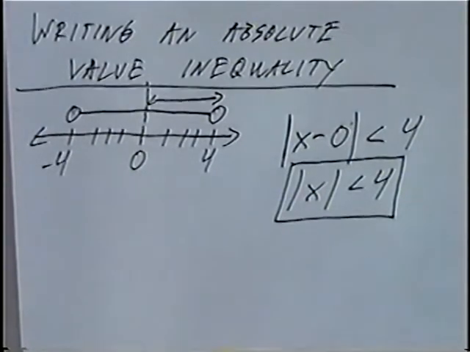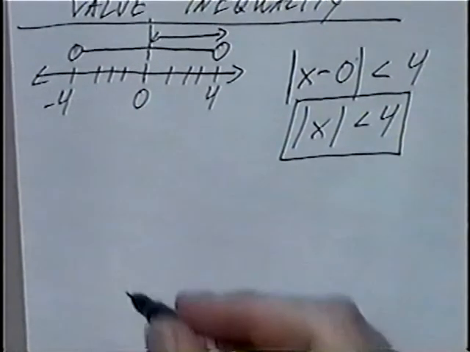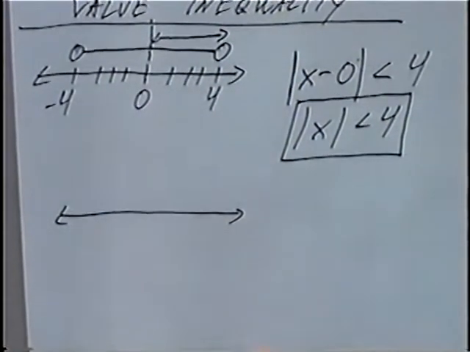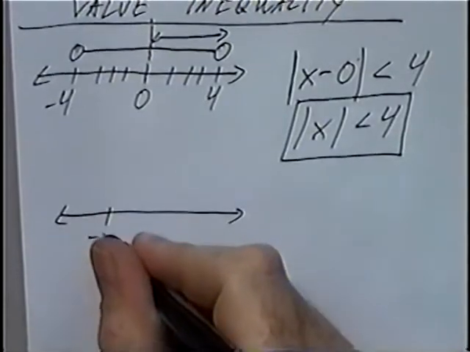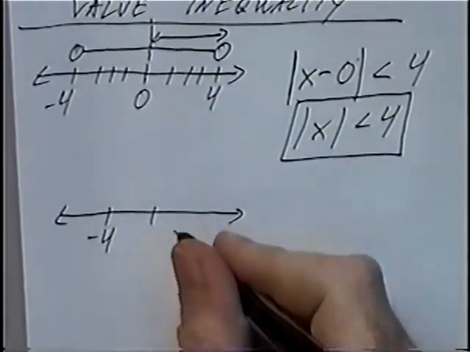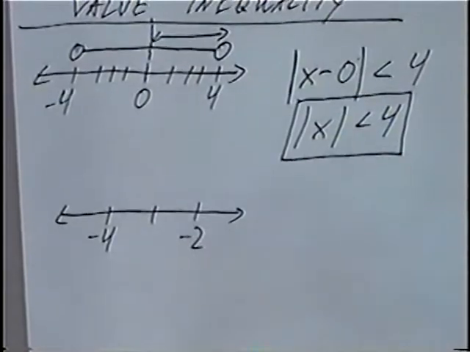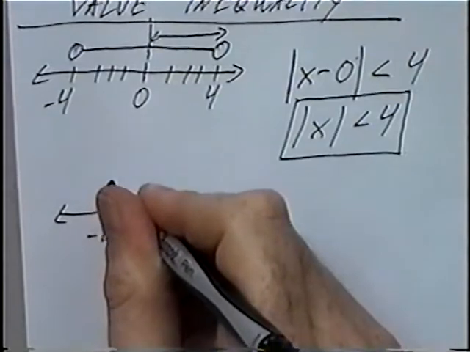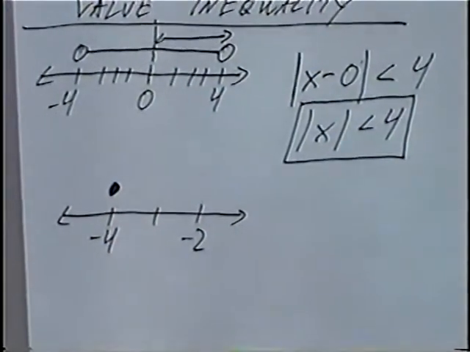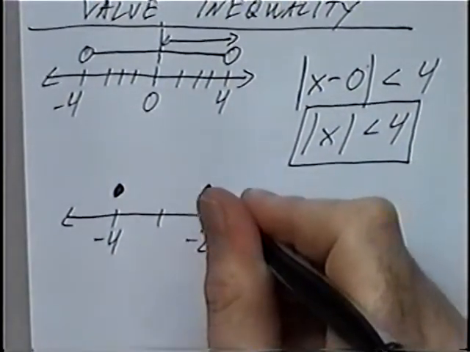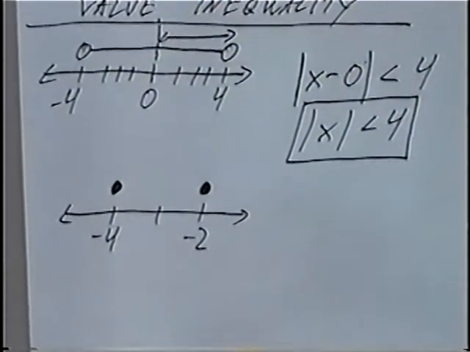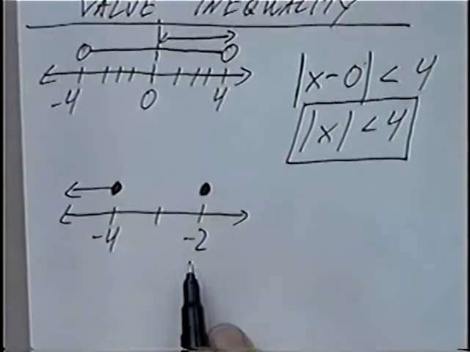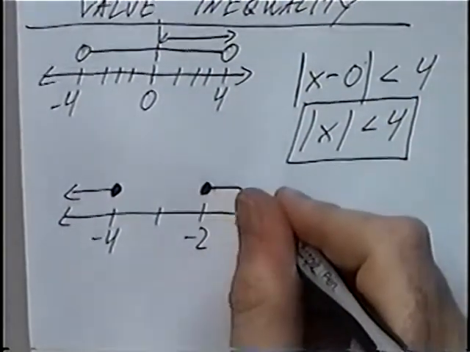Second question, and last question for the section. Again, we'll have a number line. This question will have negative 4 on the left hand side and negative 2 on the right hand side. The point above negative 4 will be closed or solid. The point above negative 2 will be closed or solid. The line for negative 4 goes to the left, and the line for negative 2 goes to the right.